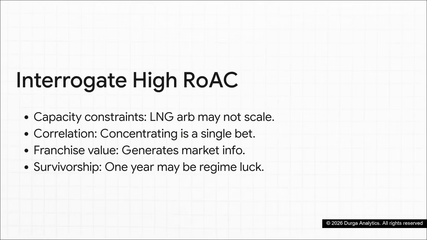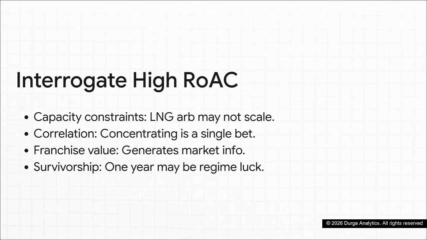You have to interrogate 4 distinct things first. Number 1, capacity constraints. That LNG arb might only actually be available on 3 cargoes a quarter, so doubling the capital might just halve your ROAC. Number 2, correlation. If your LNG arb and your EU basis books both rely on the TTF to JKM relationship, you aren't diversified. You're just making a single bet while wearing 2 hats.